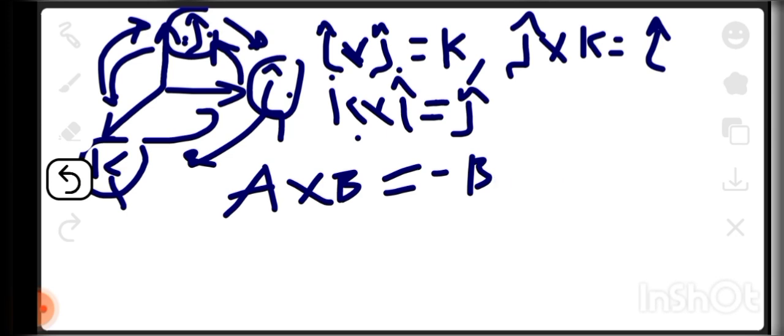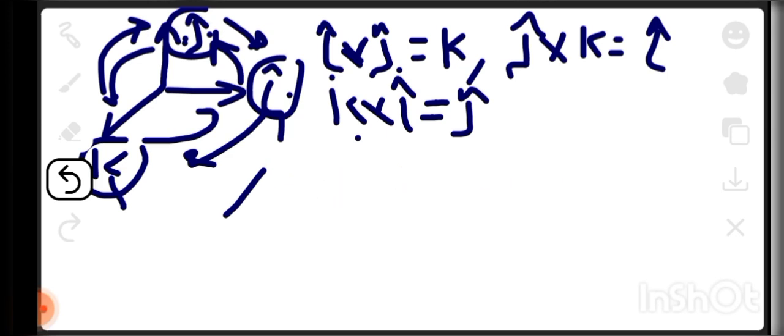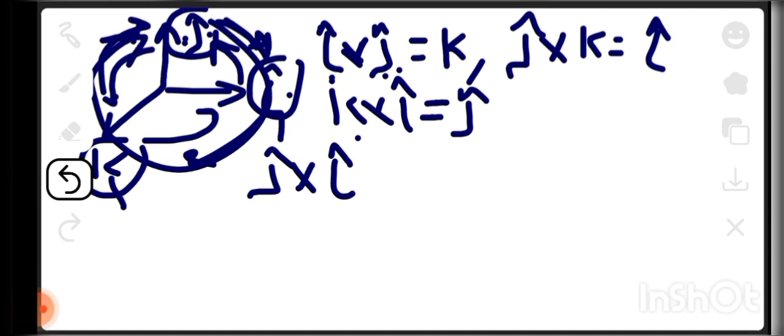So if I decide to change these unit vectors, for example, now let's say we have I cross J, and I want to interchange them to J cross I, I can just move in the clockwise direction. Or I'll just apply that if you interchange these things, the answer becomes negative for vectors.